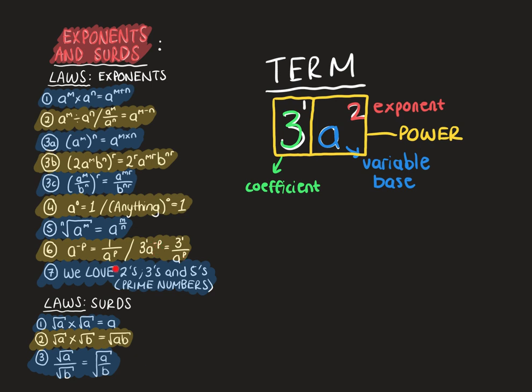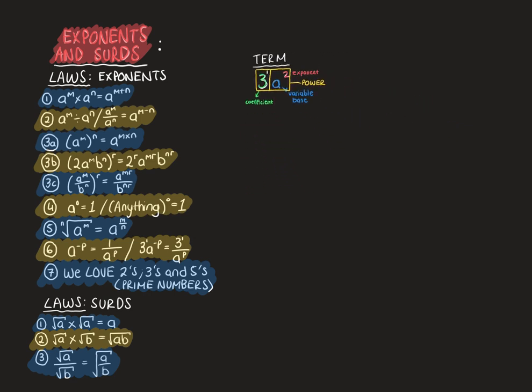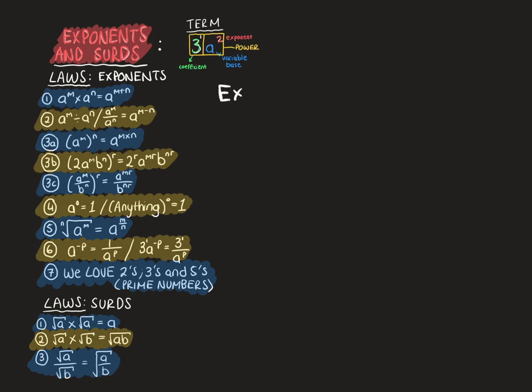Does everyone understand? Then we've got, we love 2s, 3s, and 5s. Prime numbers are obviously our friend when it comes to these, and so on and so forth. So what I'm going to do, let's shrink this, and let's put that over here, just so that we can remember it. And let's start with our first few examples. So example 1.